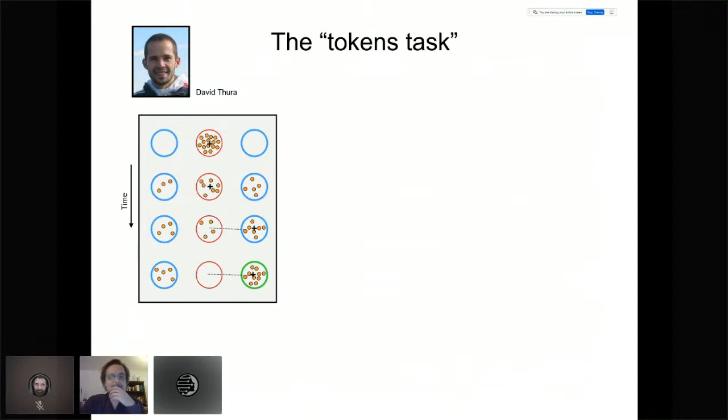This is a project that David Thura did in my lab. He now has his own lab in Lyon. So the task here is to decide which one of these two targets is going to receive the majority of these tokens that are jumping randomly every 200 milliseconds. Now, at any moment in time, we can calculate the probability that the right target is correct, given the number of tokens in the right target, left target, and remaining in the center. And it's this complicated equation.